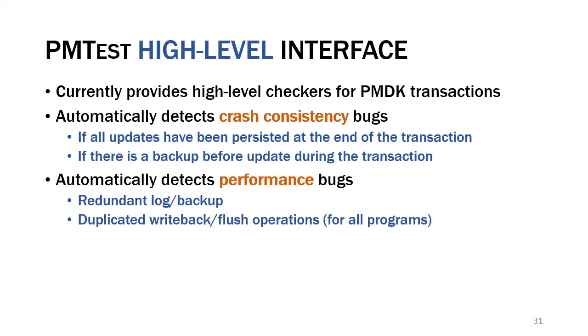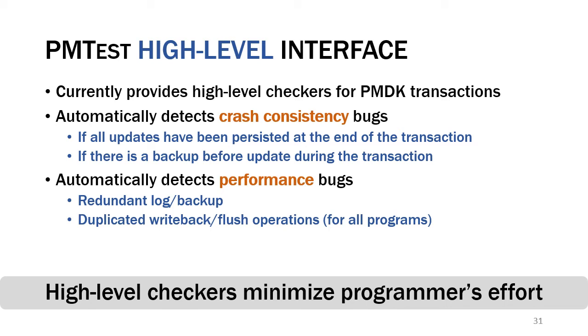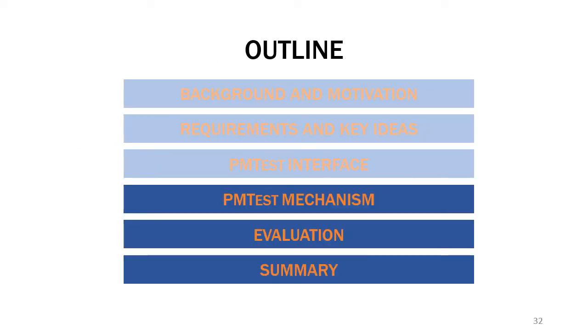And automatically detect performance bugs, such as redundant locks or backups, and duplicated writebacks or flush operations. The high-level checker, as we can see in the example, can minimize programmer's effort because it doesn't really require much knowledge about the program. And now let's go to the mechanism.